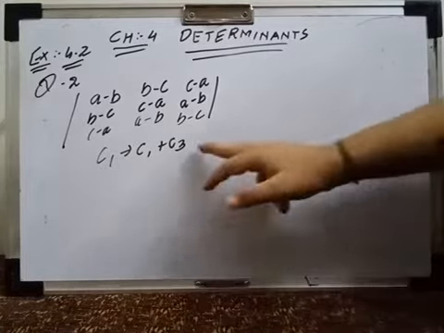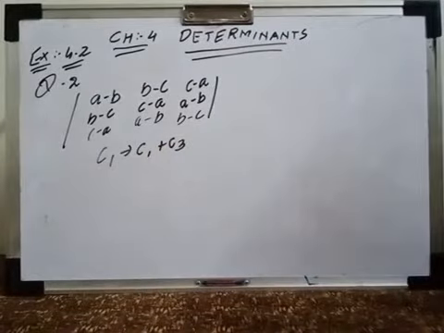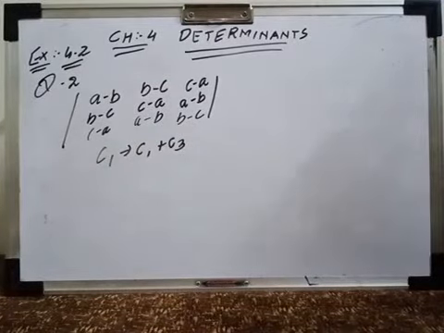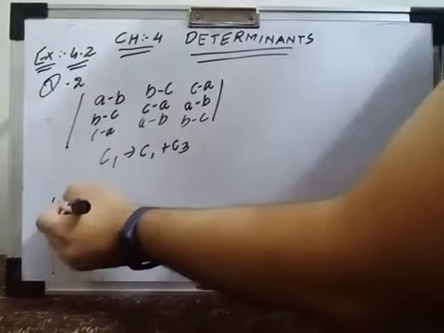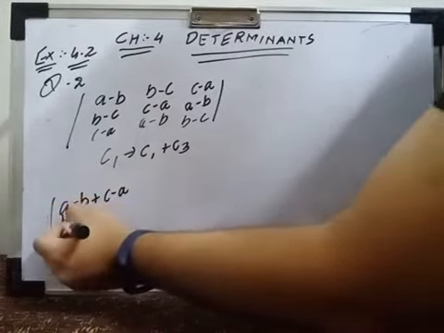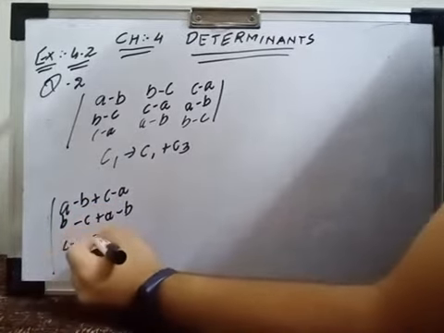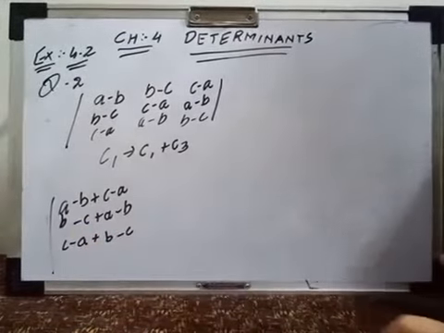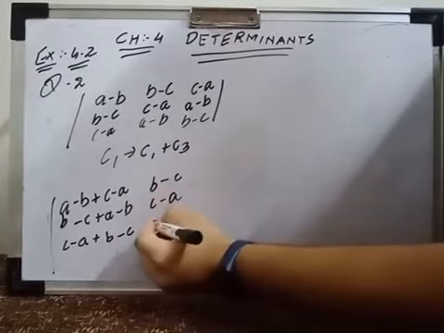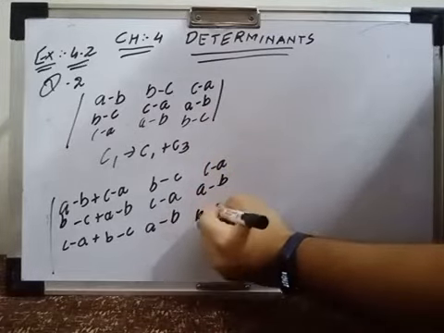This property says that the resultant of column 1 plus column 3 will be kept in column 1. So in column 1 I will add column 1 plus column 3, the same way in each row. We'll write column 2 and column 3 as it is.